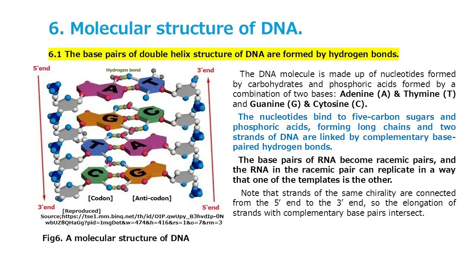The base pairs of RNA become racemic pairs, and the RNA in the racemic pair can replicate in a way that one of the templates is the other. Note that strands of the same chirality are connected from the 5' end to the 3' end, so the elongation of strands with complementary base pairs intersect.